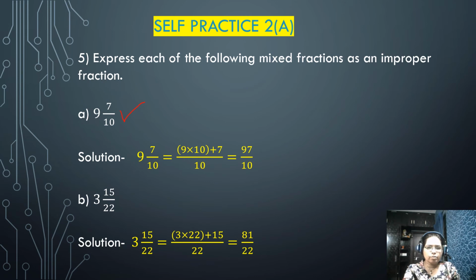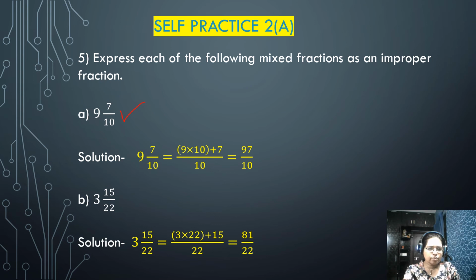We have to express the mixed fraction as an improper fraction, and we know an improper fraction is a fraction where the numerator is greater than the denominator. A proper fraction is when the numerator is less than the denominator. When the numerator is greater than the denominator, that is the improper fraction.